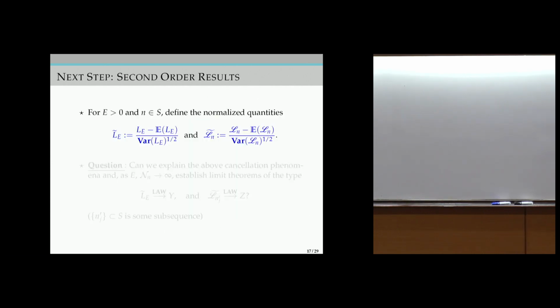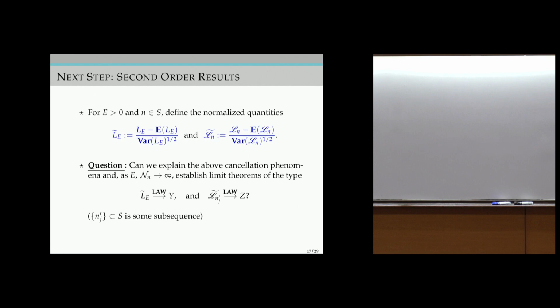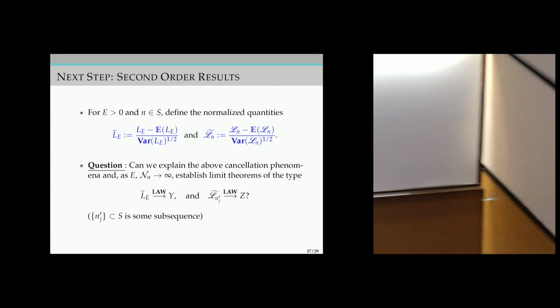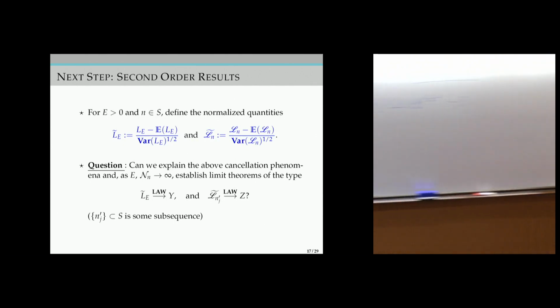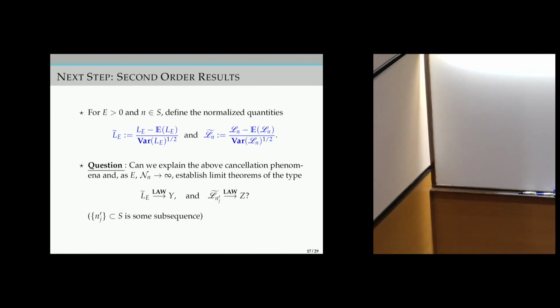Okay, and of course now we are interested in the very typical question for this community: we now have exact asymptotics for the variance and an exact expression for the mean. What can we say about a second order result for these quantities? In particular, we are looking at this normalized and centered version of the nodal length, both for the Berry random wave model and for the arithmetic random wave model. And we would like to understand the nature of the limiting random variable that appears.